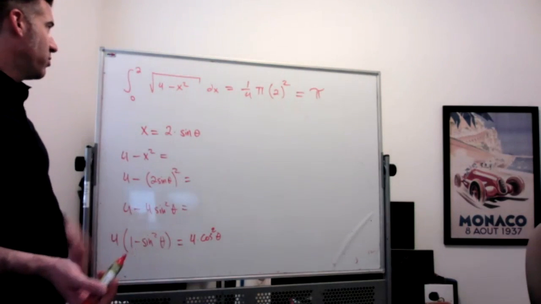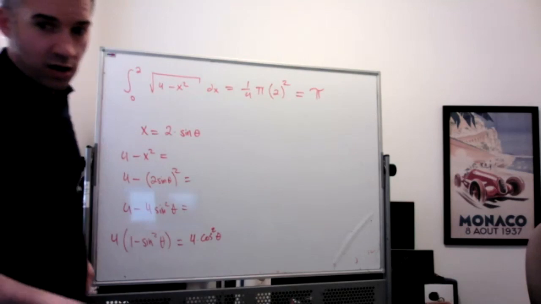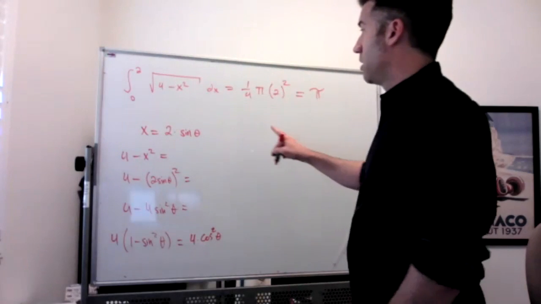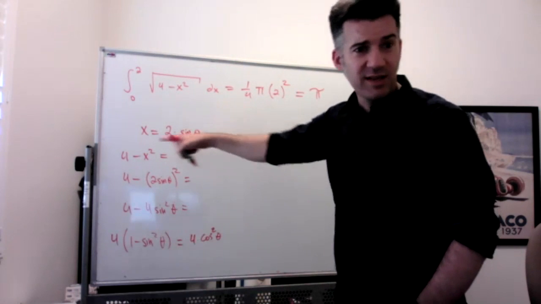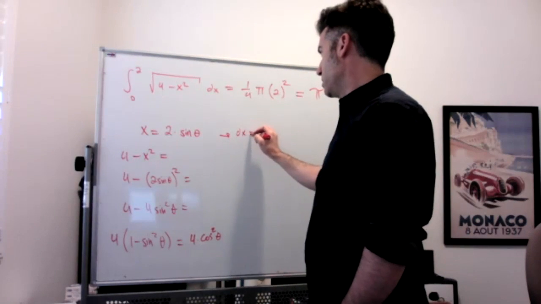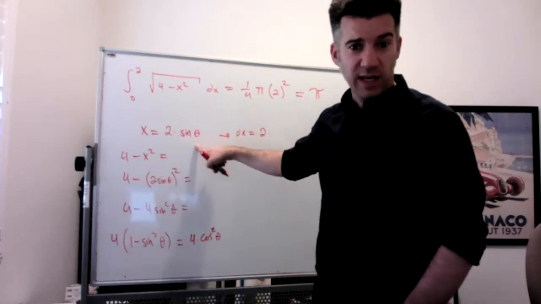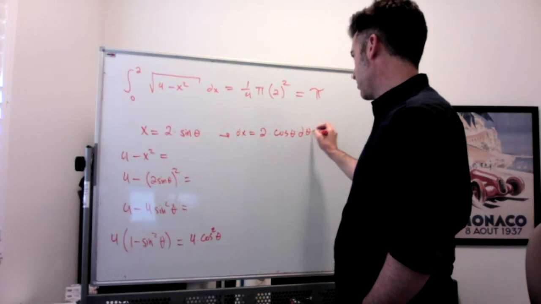And then we're going to plug in, right, we're going to change everything from x's to thetas. So x is going to be 2 sine theta. And my dx, I have to take the derivative here. So dx is equal to 2 times the derivative of sine theta, which is cosine theta d theta.